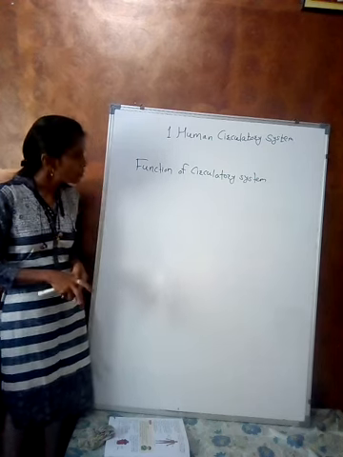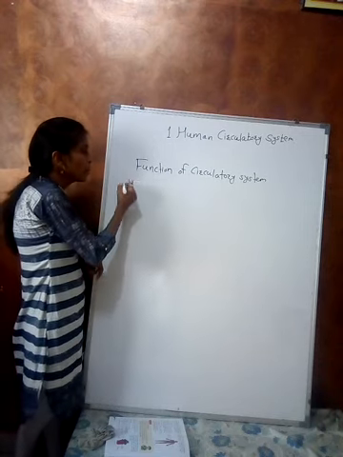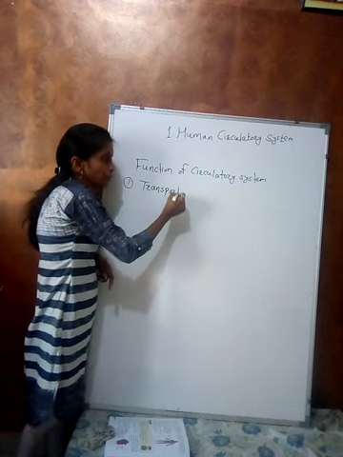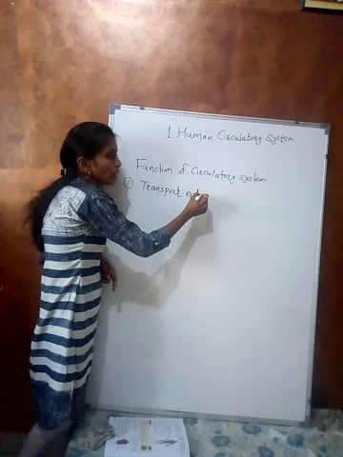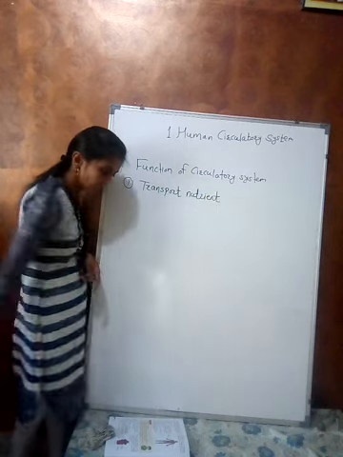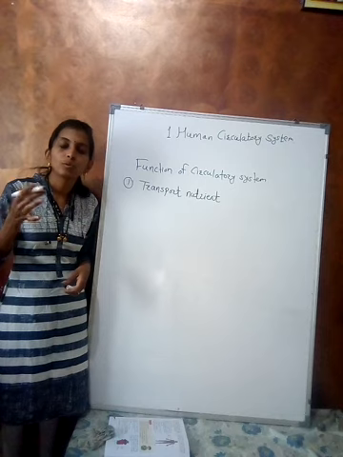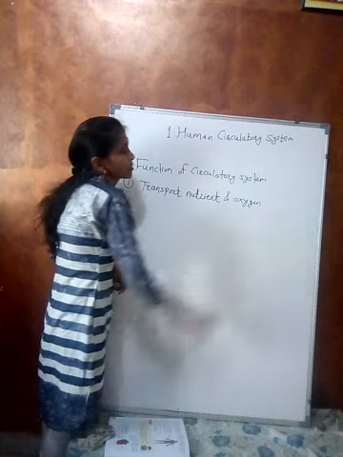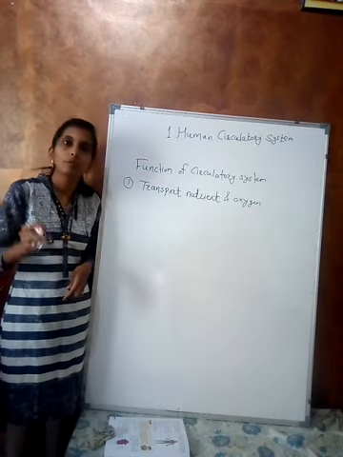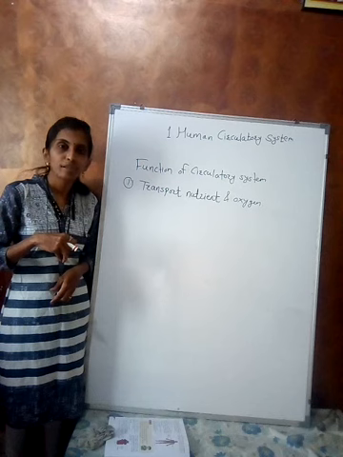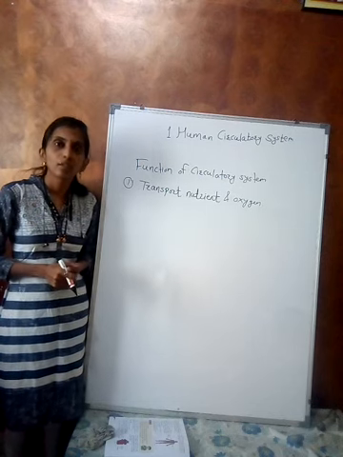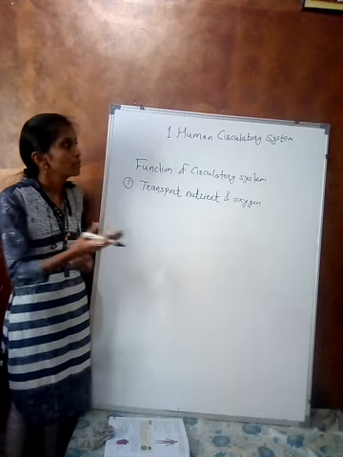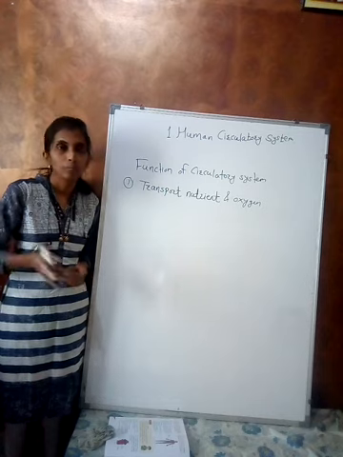So the first function is what? Transport of nutrients and oxygen to all parts of our body. We take in oxygen during respiration, it mixes in the blood in the lungs, and with the help of the lungs and blood vessels, the circulatory system transports it to our body.